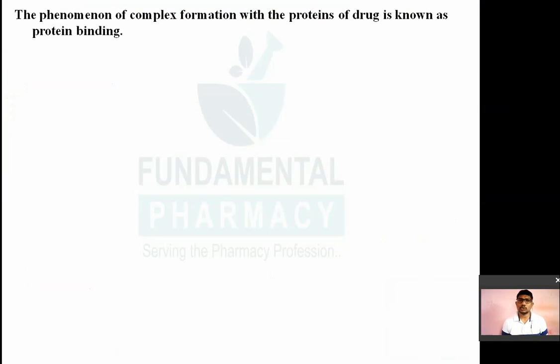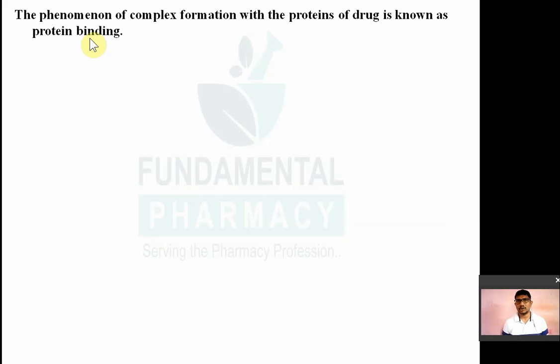First of all, you should know what you mean by plasma protein binding. It is nothing but the phenomenon of complex formation of a drug with the plasma proteins. It is nothing but a phenomenon of formation of complexes between the plasma protein and drug. That is nothing but the plasma protein binding.